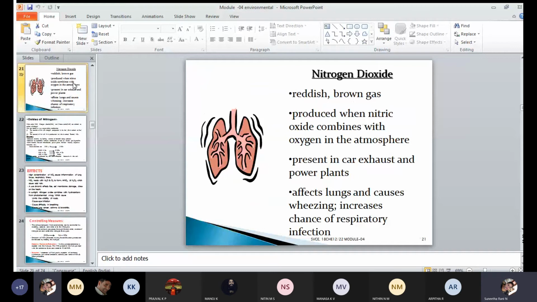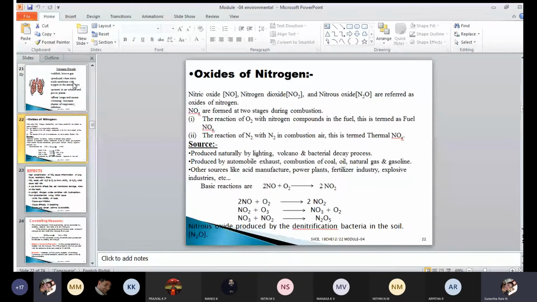Next, nitrogen dioxide we also completed, I guess, right? Nitrogen dioxide is a reddish brown gas. Its sources, how oxides of nitrogen are produced in the atmosphere, what its effects are, and what its controlling measures are, we have seen, right? Selective catalytic reduction, absorption method, and treatment of flue gas by injection of sorbents, how it is being done. Oxides of nitrogen is also done.